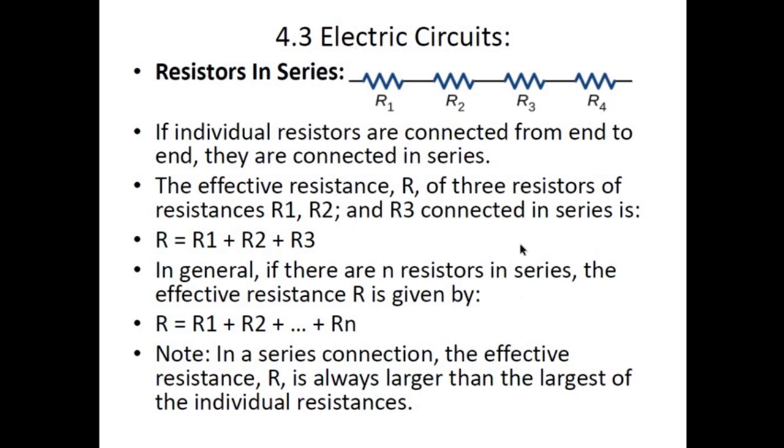You can calculate the effective or the total resistance of resistors in series by using the formula R, the total resistance, equals R1 plus R2 plus R3, and so on, up to Rn. Rn basically means whatever is the number of resistors connected in series. In a series connection, the R is always larger than the largest of the individual resistors because all of the resistances are added up.